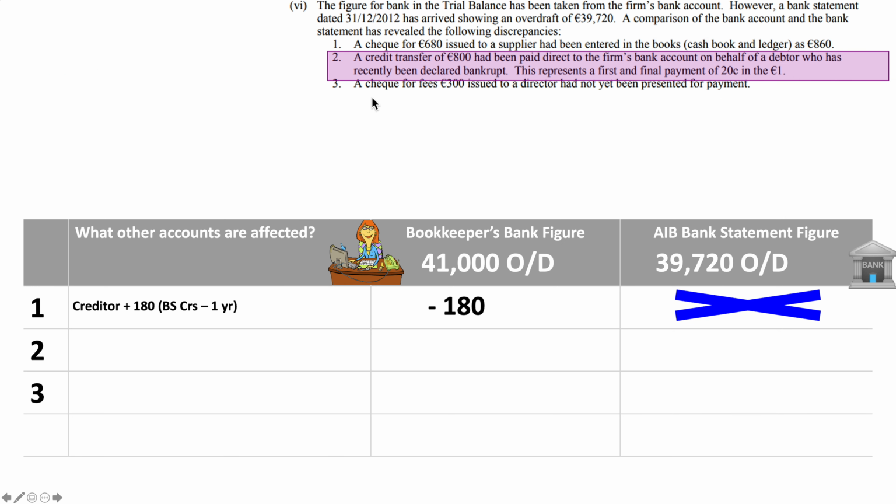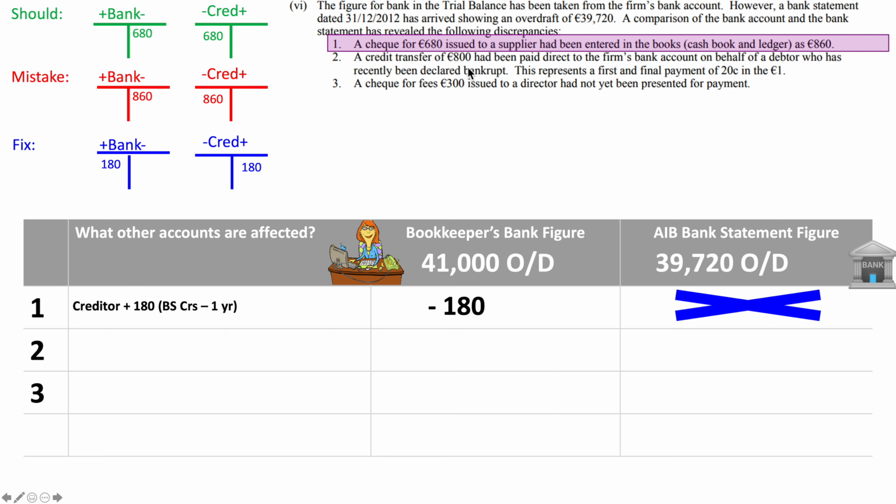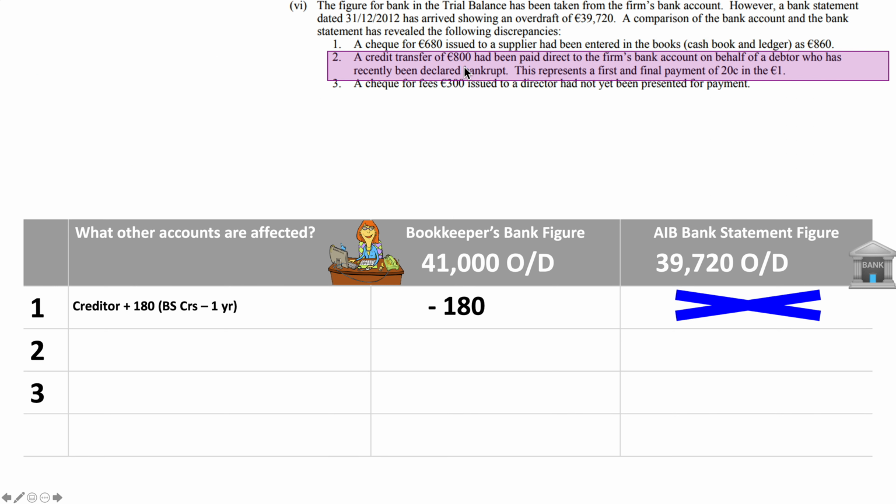Then number 2, a credit transfer of €800 had been paid direct to the firm's bank account on behalf of a debtor who has recently been declared bankrupt. This represents a first and final payment of 20 cents in the €1. So it was paid directly into the firm's bank account, which means AIB knows about that, so we've nothing to do in their account. €800 came into the bank, so that is going to reduce the overdraft figure by €800.